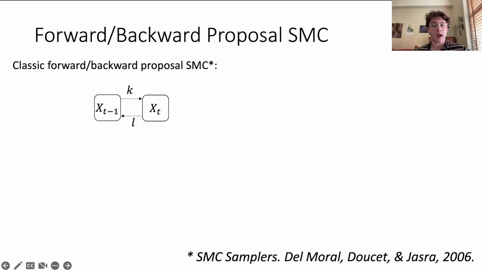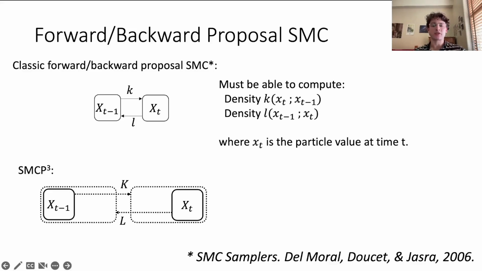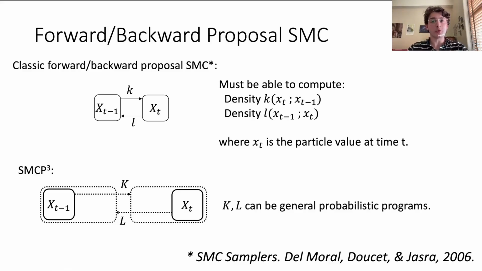It turns out that having a backward proposal makes it possible to compute particle weights. Now, in the classic forward-backward update, the forward and backward proposals have to make it tractable to compute the probability density of an updated particle given the previous one, and vice versa. But in SMCP3, we generalize this by making it so that the proposals can be general probabilistic programs. These programs need not admit tractable densities over the particles they output, and indeed, they may sample auxiliary random variables and apply deterministic transformations.